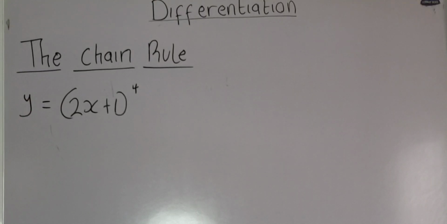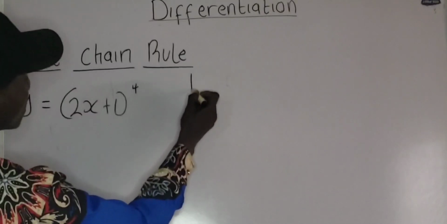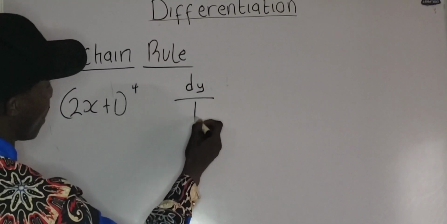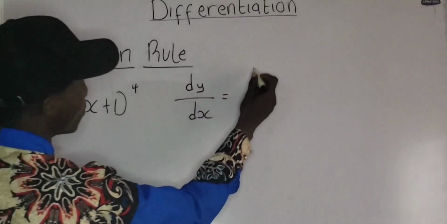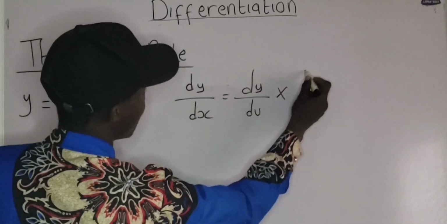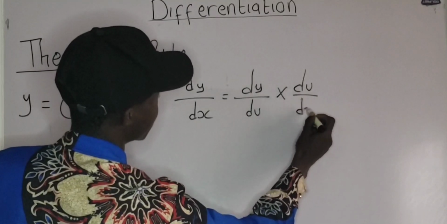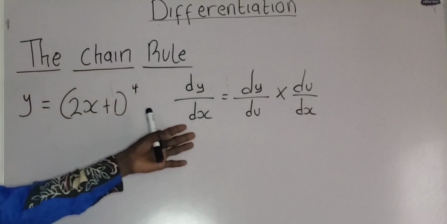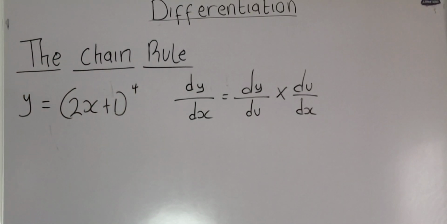Are you getting it? So now, in order to differentiate it, the chain rule can be expressed mathematically as dy all over dx is equals to dy all over du multiplied by du all over dx. This is the mathematical expression of the chain rule. Okay, let's try to differentiate this function.